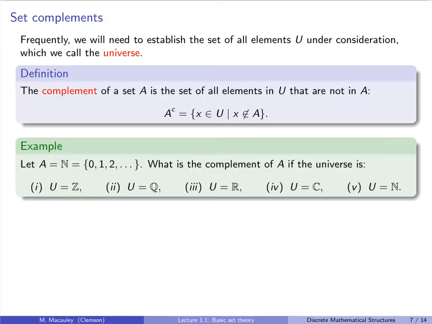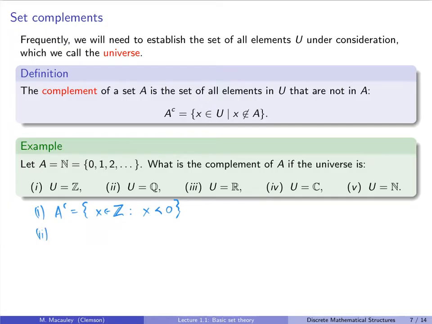For example, suppose A is the set of natural numbers, and we're going to include 0. Let me ask you, what is the complement of A in the following cases of the universe? So if the universe is the set of integers, Z, then in that case, the complement is the set of all integers x such that x is less than 0. And here I'm using my colon instead of a vertical bar. Remember, they mean the same thing.